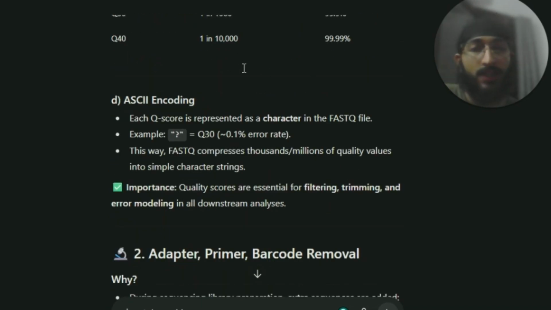And for ASCII encoding, each Q score is represented as a character in the FASTQ file. Example, the question mark is represented as Q30 and basically has a 0.1% error rate. This way, FASTQ compresses thousands or millions of quality values into simple character strings. The importance is that quality scores are essential for filtering, trimming, and error modeling in all downstream analysis.